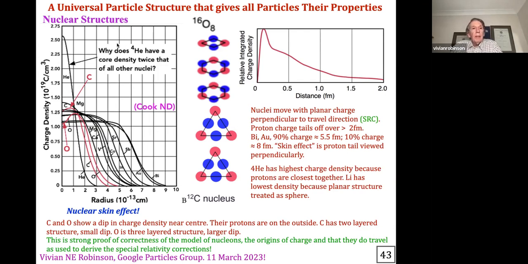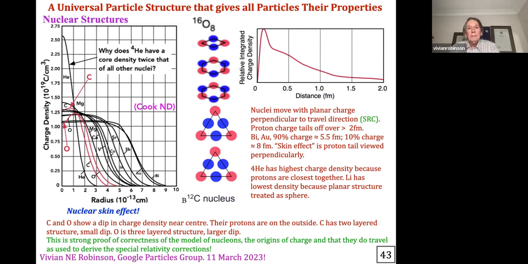Well, helium has the very, very high core density because this is as close as you can get. It's the only two proton structure where both protons are pulled in quite strongly.